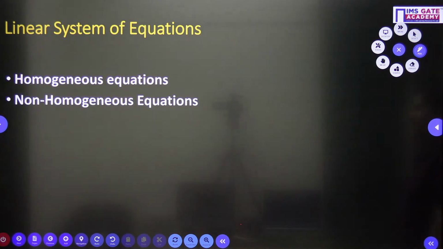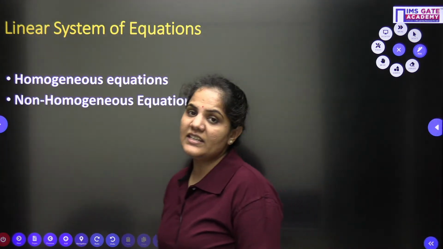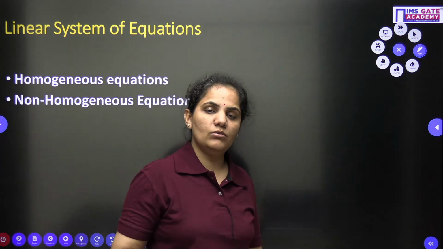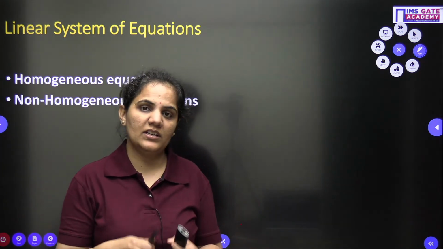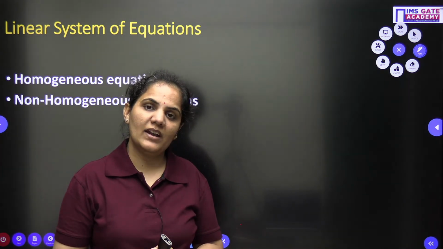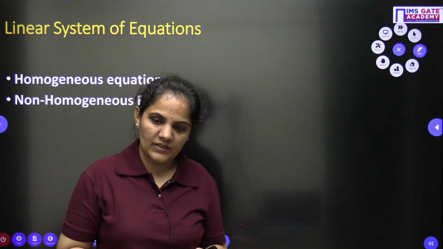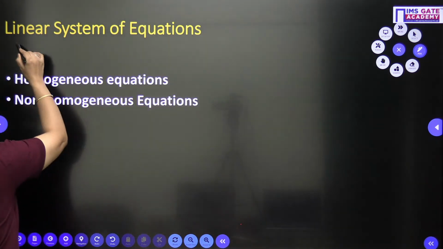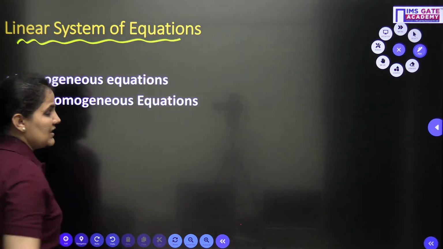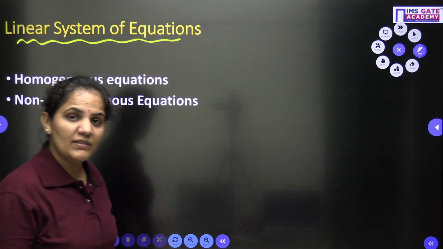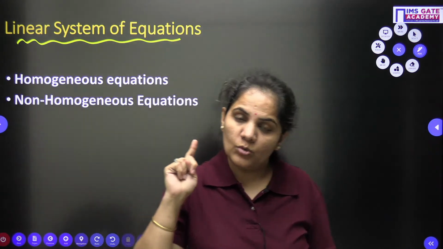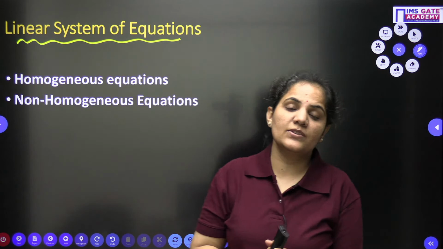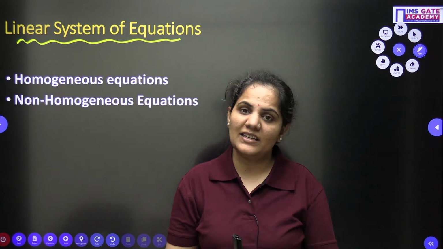Let's go to the next one, which is today's heading, linear system of equations. Let's learn the concept first of all: what is a linear system of equations, which type of system of equations we are having, and how to approach a system of equations. In the GATE exam syllabus in engineering mathematics, we have linear systems of equations of two types, homogeneous and non-homogeneous. This topic is one of the most important topics in linear algebra.